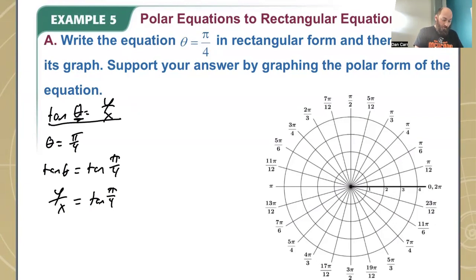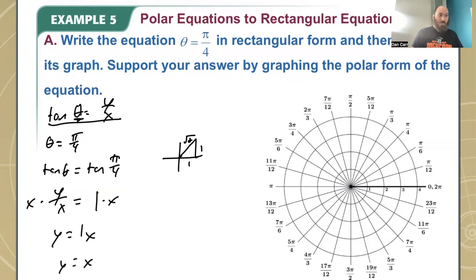Remember, the tangent of pi over 4 is 1 over root 2 divided by 1 over root 2, so tangent is just 1. That means y over x equals 1. If I multiply both sides by x, I get y is equal to 1x, or y equals x.